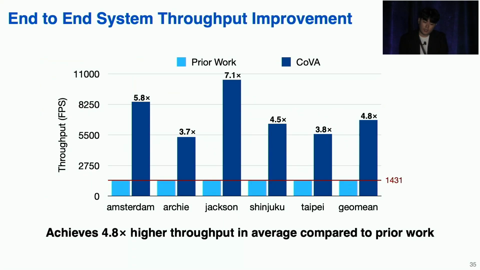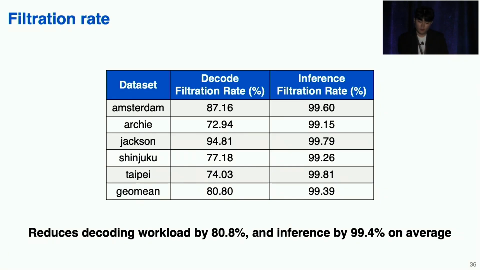Now let's first look at the graph showing the end-to-end system throughput. Kova achieves 4.8 times higher throughput on average compared to the prior works, and the speedup ranges from 3.7 times to 7.1 times depending on the dataset. This behavior is due to the amount of filtering performed varying according to the content of the video. So for the videos where objects appear more frequently, we need to decode and apply object detection more often to identify the labels.